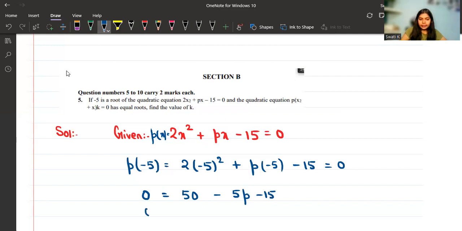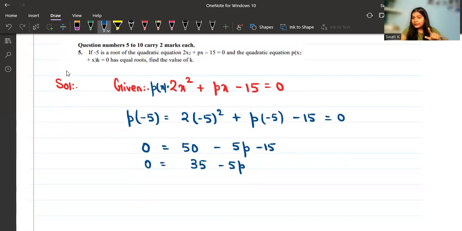Now we can write this as 0 equals 50 minus 15, which is of course 35, and this is minus 5p. Now here we can shift the minus 5p to the other side. That is the rule: if you are shifting minus to the other side, it will become plus. So minus 5p is on the right hand side, we are shifting this to the left hand side, so minus 5p will become plus 5p. So this will become 5p equals 35. Of course, here 5 is getting multiplied, so if you are shifting this to the other side, it will get divided. So divided by 5, and that is 7.